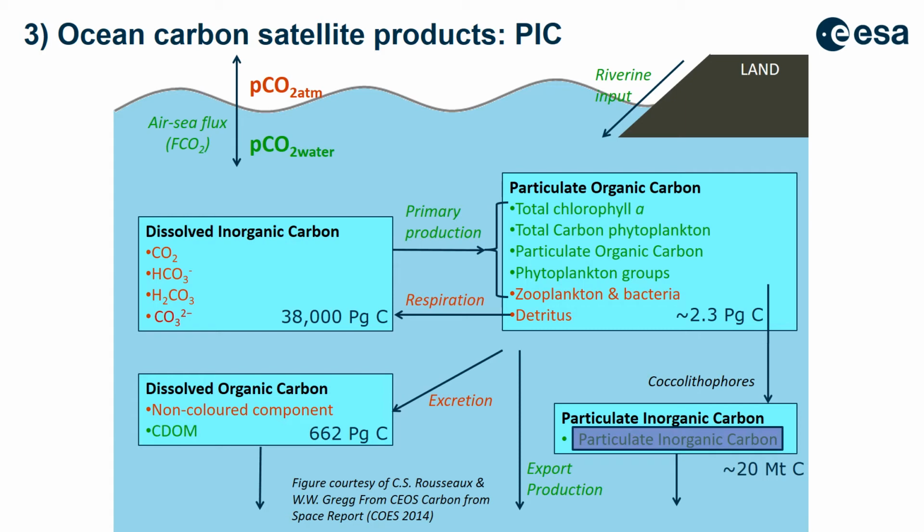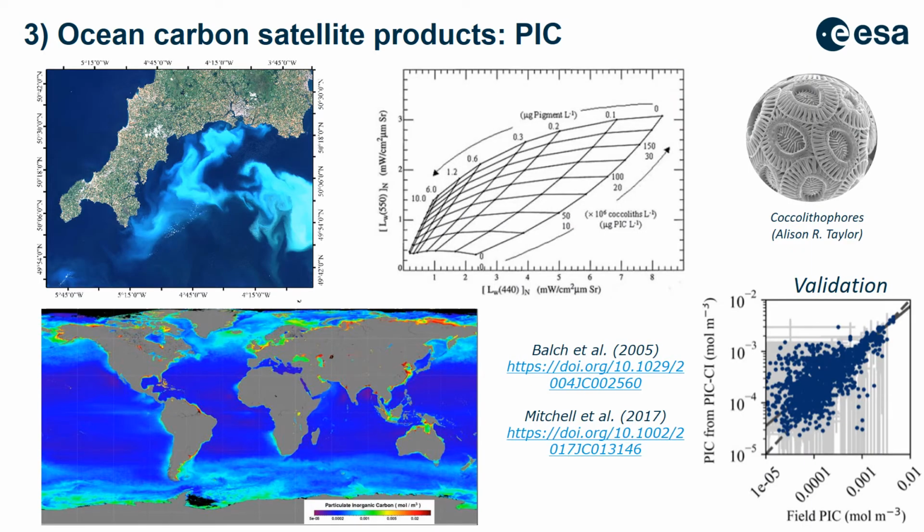Okay, next we have particulate inorganic carbon, so these calcium carbonate pools. Now, this is one of the products that actually has had a long history in satellite ocean colour remote sensing. So this is an example on the top left here of a coccolithophore bloom, actually near where I live, in the southwest of the UK here. Now, coccolithophores produce these calcium carbonate shells called liths, shown in the top right image there.